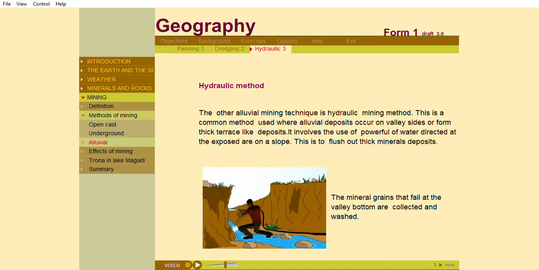Hydraulic method. The other alluvial mining technique is hydraulic mining method. This is a common method used where alluvial deposits occur on valley sides or form thick terrace-like deposits. It involves the use of powerful water on a slope. This is to flush out thick mineral deposits. The mineral grains that fall at the valley bottom are collected and washed.